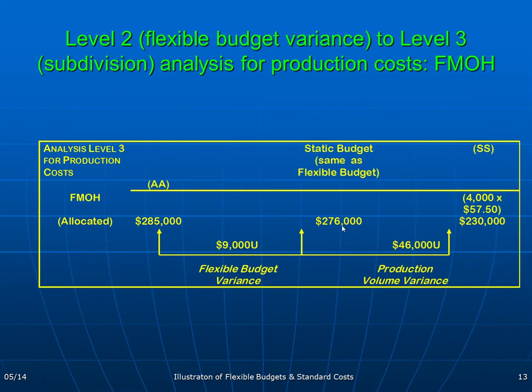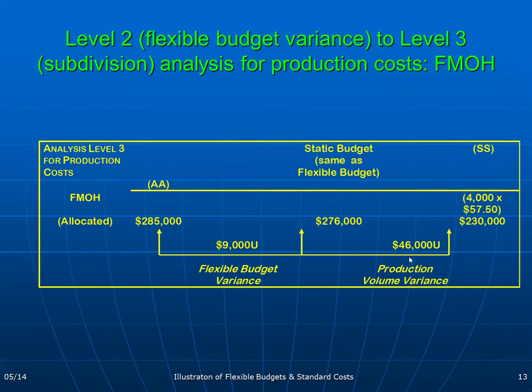Over here, in this column right here, we're going to analyze it the same way we have all along. The standard quantity of input per the actual level of output times our standard rate gives me 230,000. This is going to reflect how much my production is, how much of that capacity I've utilized. And the difference between that and my budgeted amount is going to be my production volume variance.